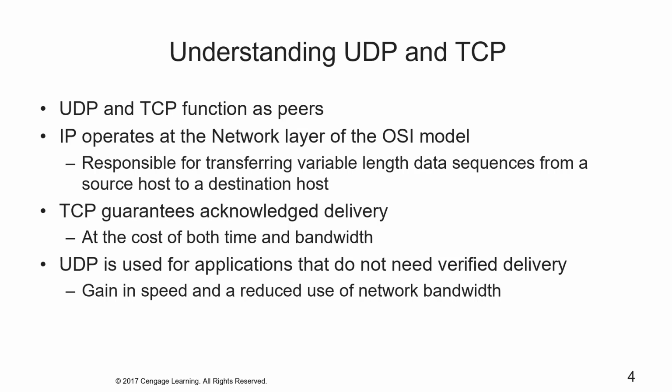IP operates at the network layer of the OSI model, so it's responsible for transferring variable length data sequences from a source host to a destination host. And like we said, TCP guarantees acknowledged delivery.